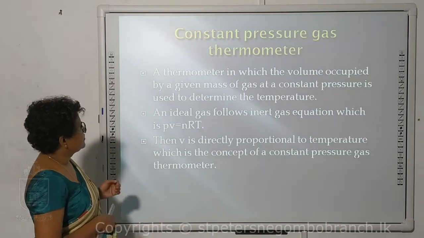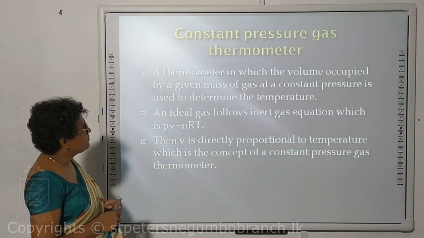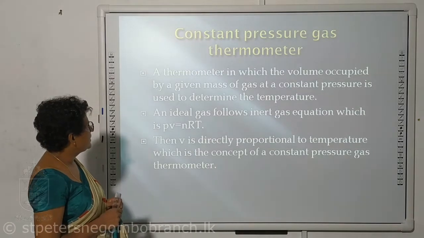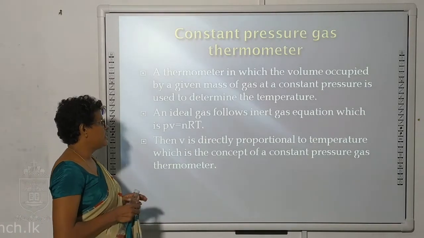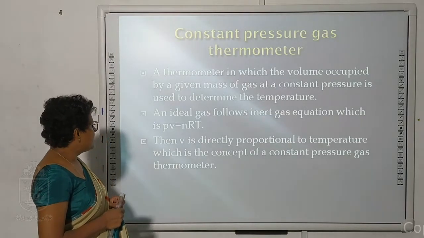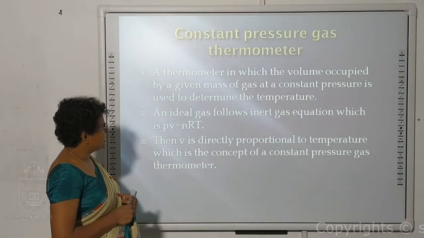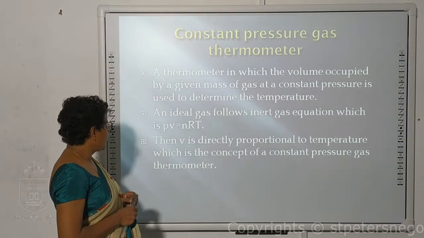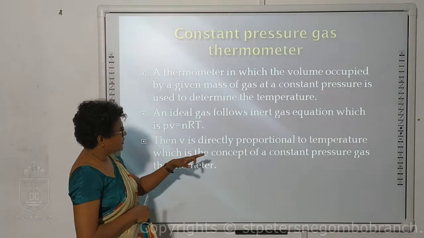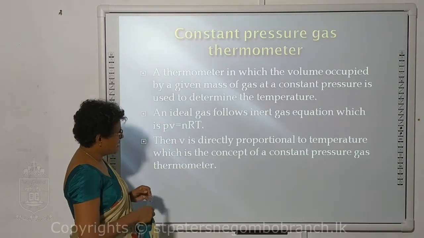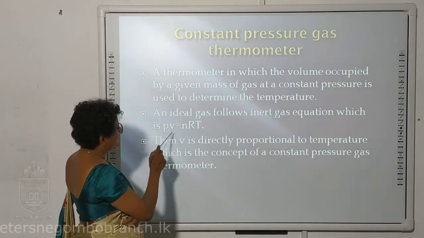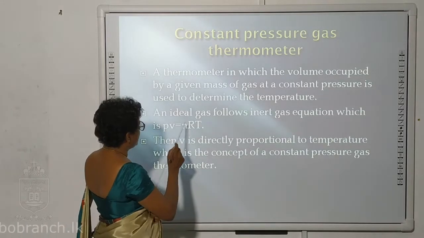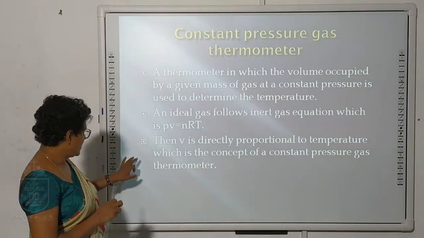Constant pressure gas thermometer: a thermometer in which the volume occupied by a given mass of gas at constant pressure is used to determine the temperature. We use PV equals nRT, since an ideal gas follows the ideal gas equation, and then V is directly proportional to the temperature, which is the concept of a constant pressure gas thermometer. V is directly proportional to T. n and R are constant, and P is also constant.